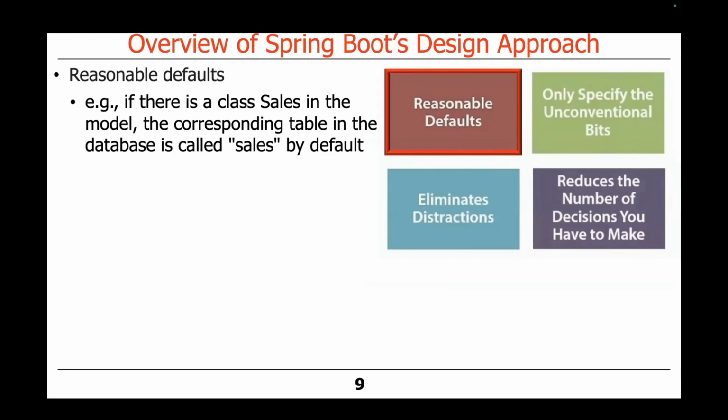So the first is reasonable defaults. For example, if there's a class in the overall persistence model, the data model, if you will, that's called sales, then there will be a corresponding table in the database that Spring is aware of that will be called sales. Now, if you don't want to call it sales, you can change the name, but if you want to leave it with a reasonable default, pretty reasonable. If you have a class called sales, there should be a table in your database called sales that stores sales related information. So that's the reasonable defaults portion of this convention over configuration pattern.